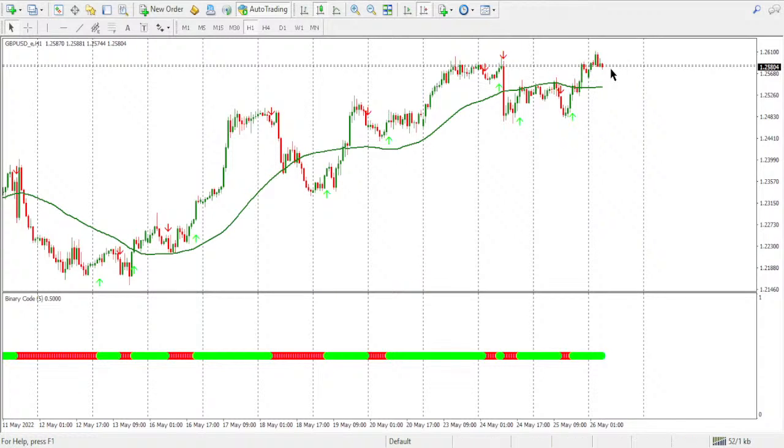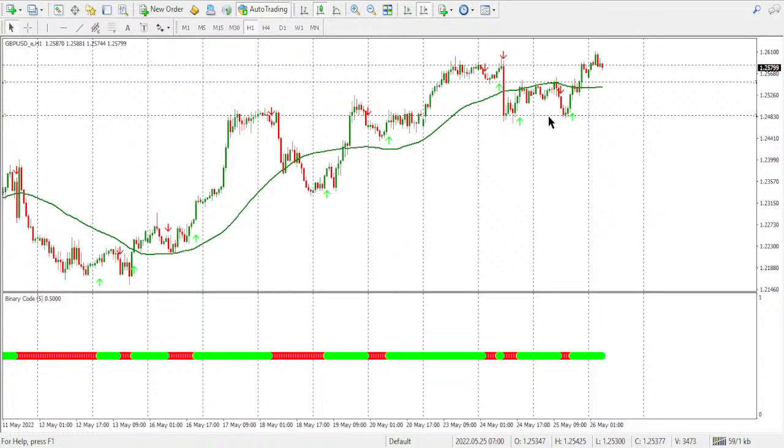You can still buy it there, or you may wait and buy it when the price gets to this point, or wait and buy it when the price gets to this level here. This is 1.24833. So you can buy it there, or wait and buy it there, or wait and buy it when the price gets to this point here. Those are the only three levels we want to buy from.